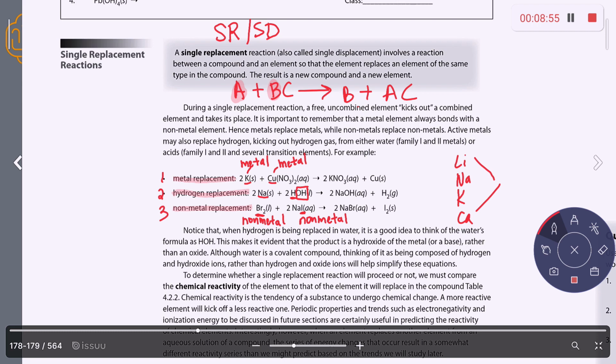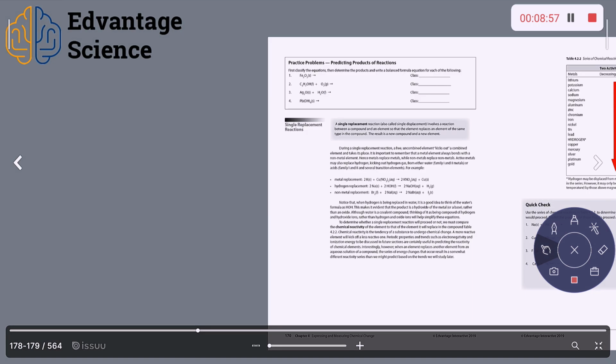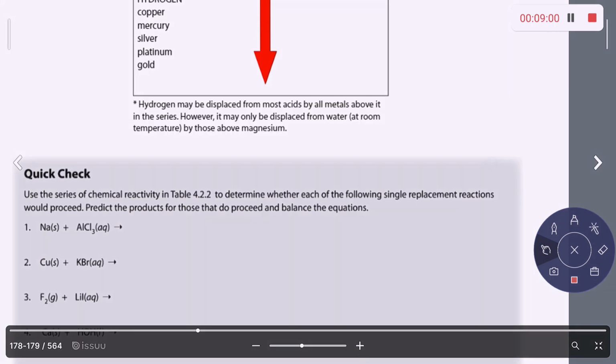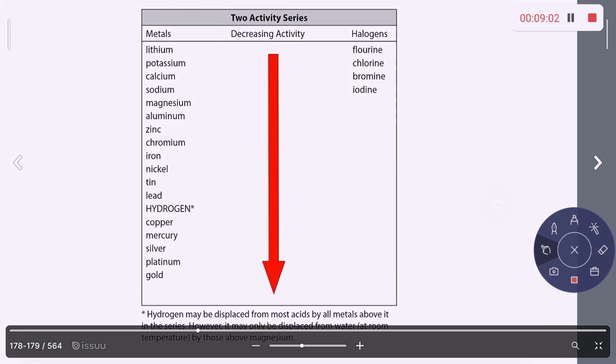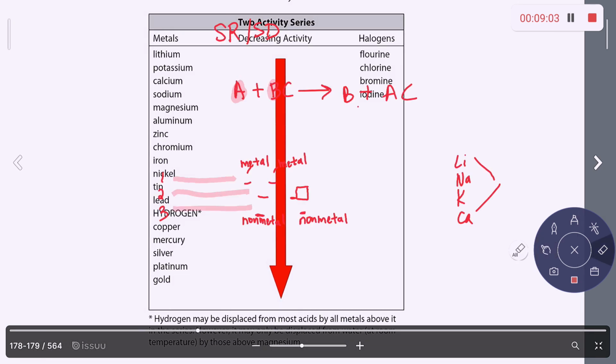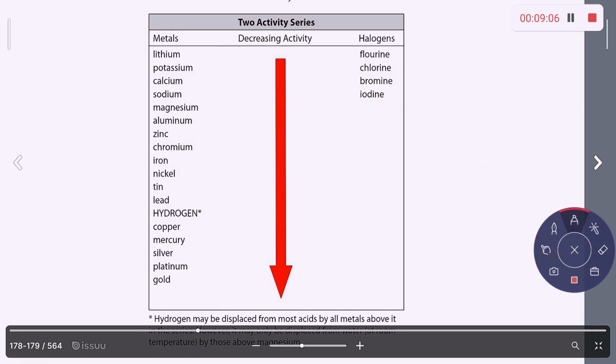I need to point out a couple of things also on this activity series before we go on. I just don't want to assume that you know all of it. So the metals are on the left. The halogens or the non-metals are on the right-hand side. The higher you are on the list, the more active you are. You will replace anything underneath it.